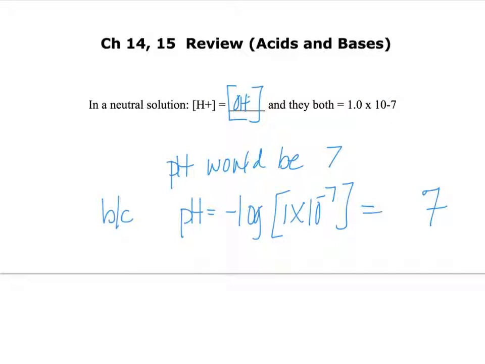So we just said this on the last slide. In a neutral solution, the hydrogen equals the hydroxide concentration. And at this point, at a neutral solution, they are both equal to 1 times 10 to the negative 7. So the pH would be 7, because if we took the negative log of that concentration, we actually get 7. So that is why that is the case.